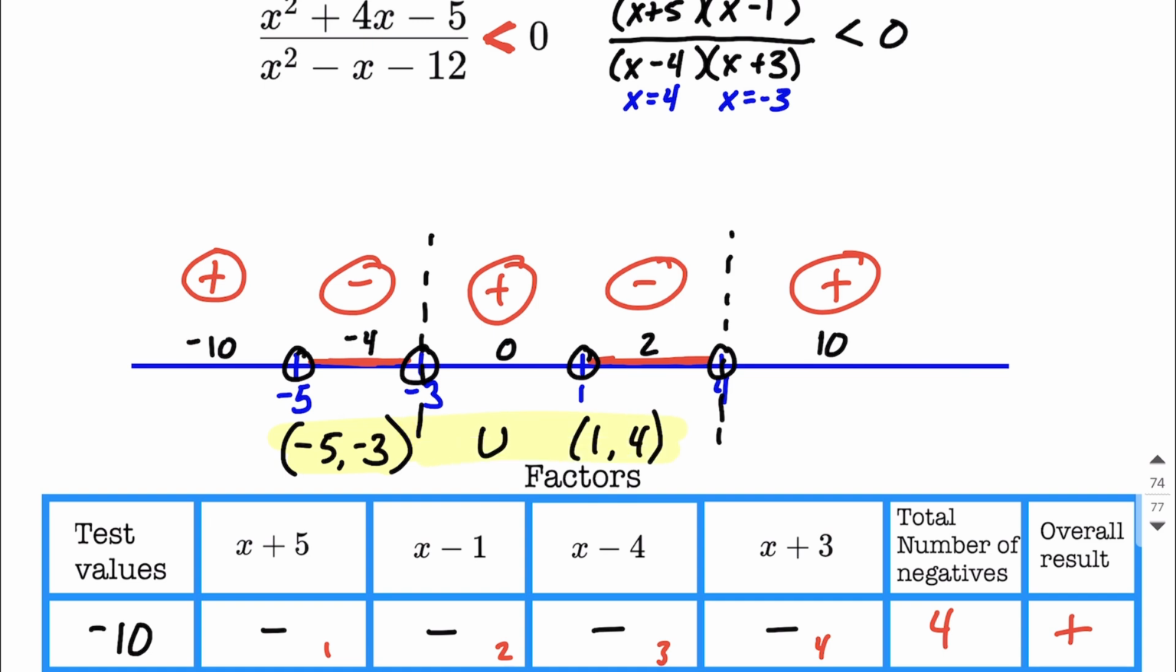Now, if for some reason it had been a greater than 0 instead, you'd be identifying the intervals that got positives to go along with them and making those into intervals for your solution set. So I hope this helps out. Good luck as you're working on these and understanding inequalities with rational functions.